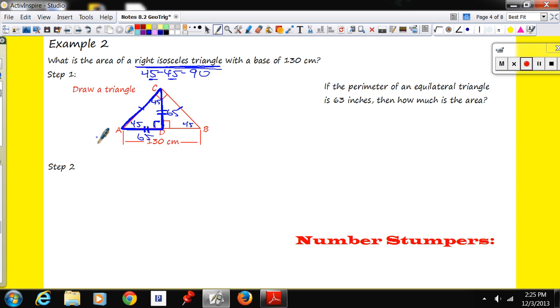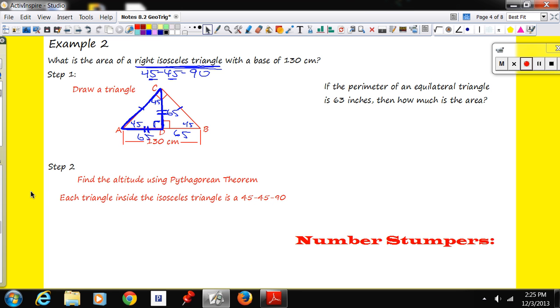Now I know my height already. I didn't need to use anything else. I just knew that 45, 45, 90s have equal legs. Both legs have to be the same, and this is also a 65 right there. These are both 65, that's a 65. So how do I find my area now? You don't need to use the Pythagorean theorem, but you could.